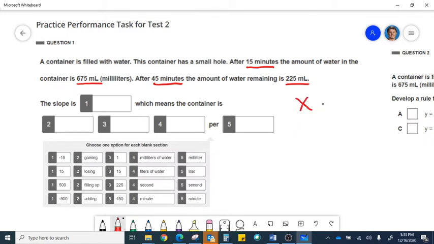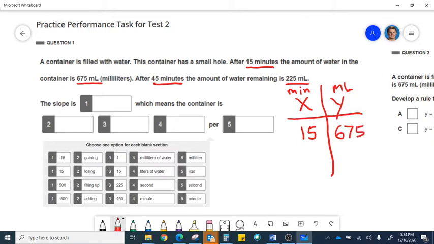I'm going to say X equals the minutes, and Y equals the milliliters, the amount of water that I have. If I create a table, I'm going to realize that I have 2 points. The 2 points that I have are (15, 675) and (45, 225).